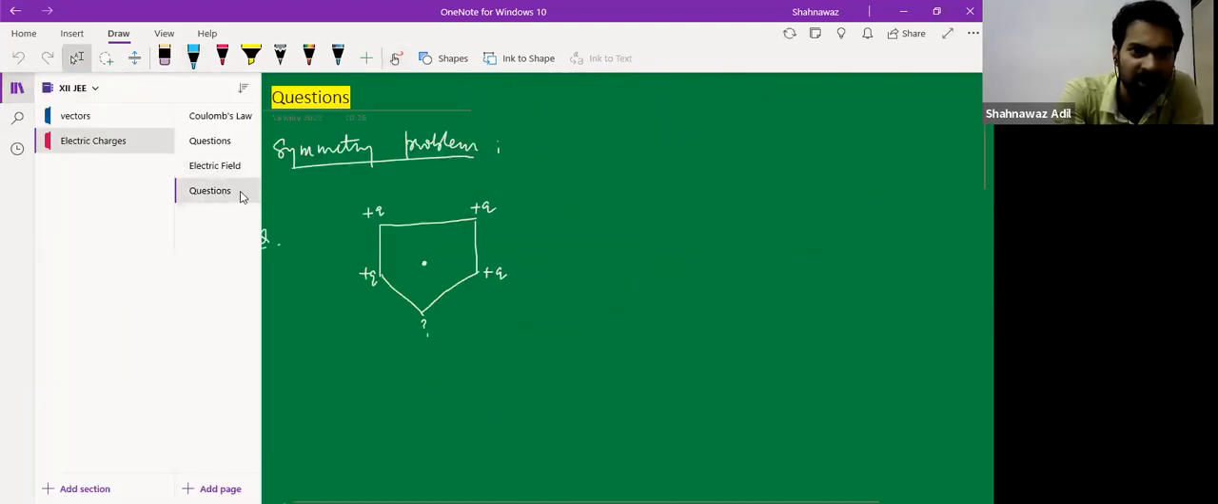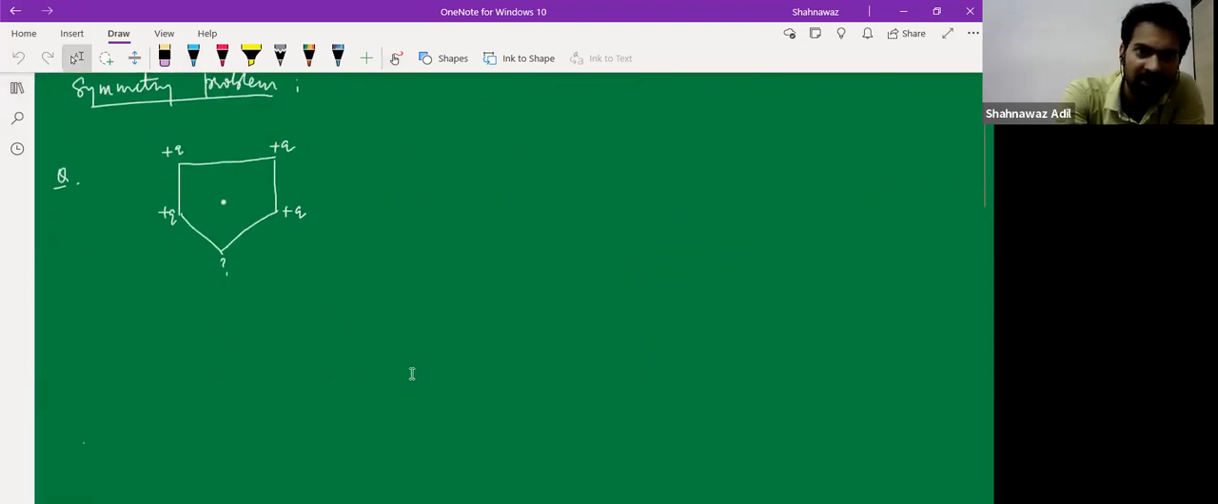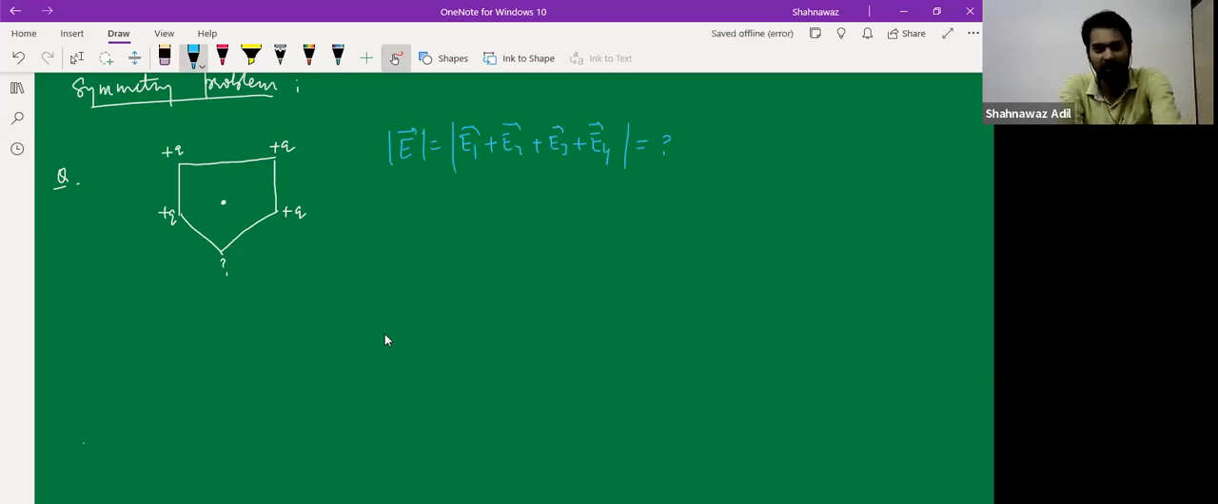So in this question, you have these 4 charges, right? And we have to find the electric field due to these 4 charges. So we have to find what is E1 plus E2 plus E3 plus E4. So this is how much they want to ask.